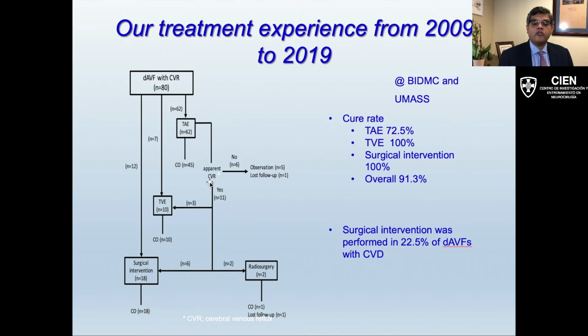The rest, 6 of them were observed. Now, these are patients who would have had a recent embolization. For example, you had cortical venous drainage which was taken down, but they may still have some additional supply, which would have converted them from Borden type 2 or type 3 to Borden type 1. And one of these patients was lost to follow-up. Five of them are still doing fine. Now, some of them still had dangerous drainage. So 3 of them went on to transvenous embolization, which was again successful. So you can see 7 plus 3, all the transvenous embolization was successful in curing the AV fistula.